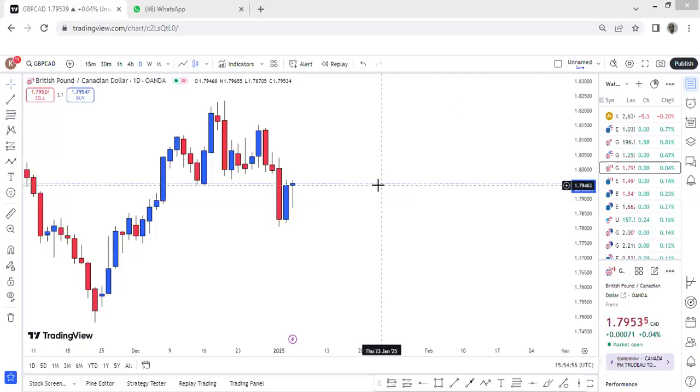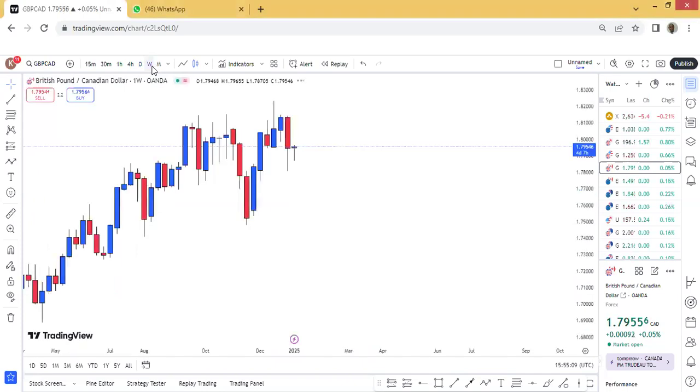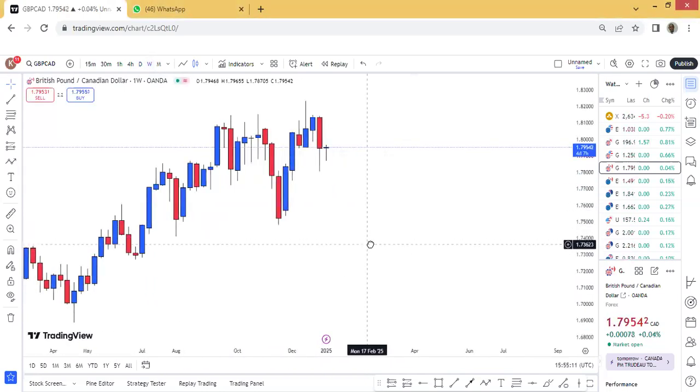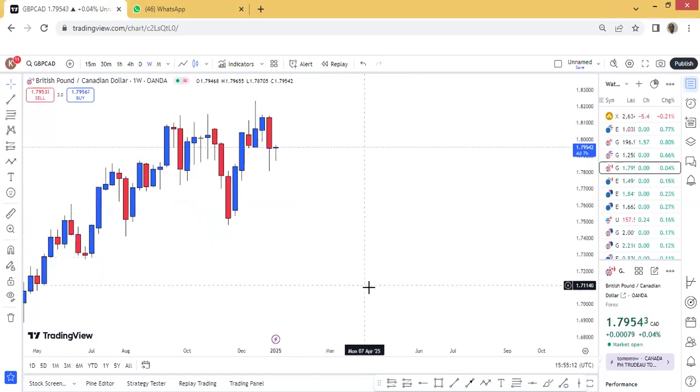So that is how I read support and resistance. You get it. But we'll reserve that lesson for another time. Let's just go and analyze this pair. Okay. So how do we find the market structure?